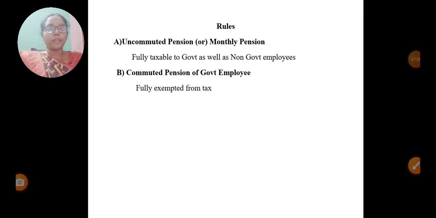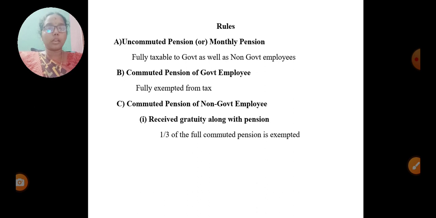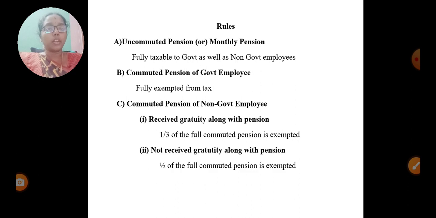And the commuted pension of government employee. So if it is a lump sum pension for the government employee, it is fully exempted from the tax. If it is a non-government employee, it is further classified into two. That is, if he receives gratuity along with the pension, in the sense 1/3 of the full commuted pension is exempted. Underline the word full commuted pension. And then the next thing is that if he is not receiving the gratuity along with the pension, in the sense half of the full commuted pension is exempted.